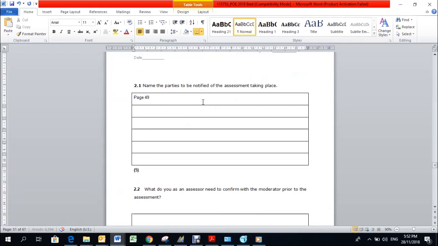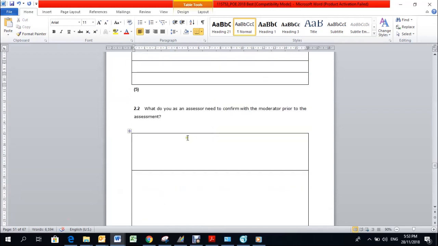What do you need to do as an assessor? What do you as an assessor need to confirm with the moderator prior to the assessment? All I know is the venue needs to be confirmed, the unit standard, and the method. So we're talking about the method of assessment and more.